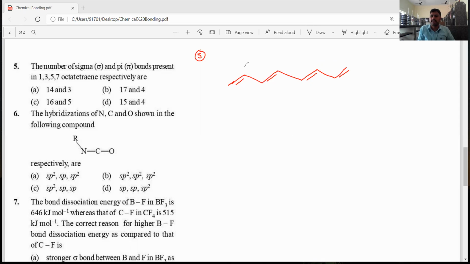How many double bonds are present, dear students? 4 double bonds are present. That's why they contain 4 pi bonds. It's very clear. Pi bonds we have identified. Okay, now the sigma bonds we need to identify.